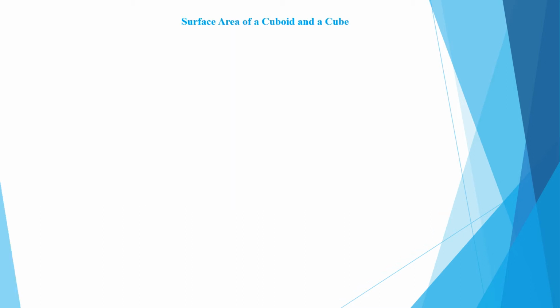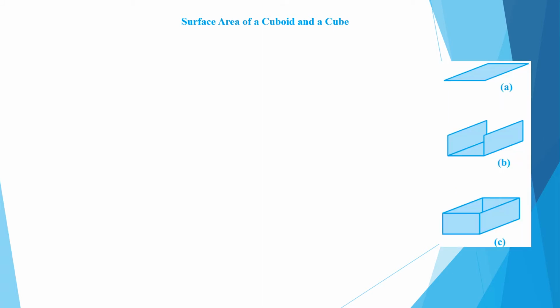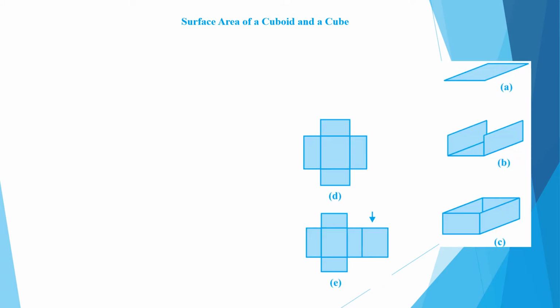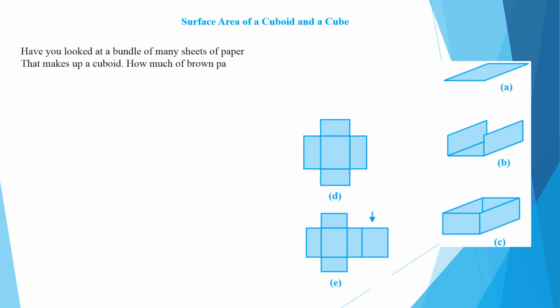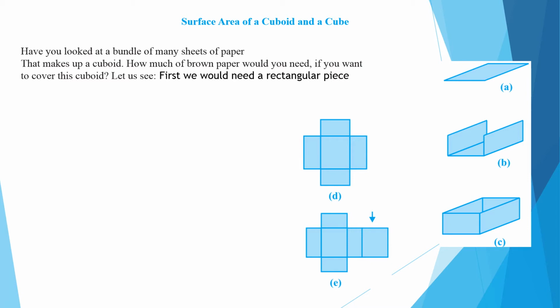Now, first of all we will discuss the surface area of the cuboid and cube. You can see the figures given here. In figure A, have you seen a bundle of many sheets of paper, kept in a bunch when you go for a Xerox? When we keep many sheets of paper together, we form a cuboid. How much brown paper would you need if you want to cover this cuboid?